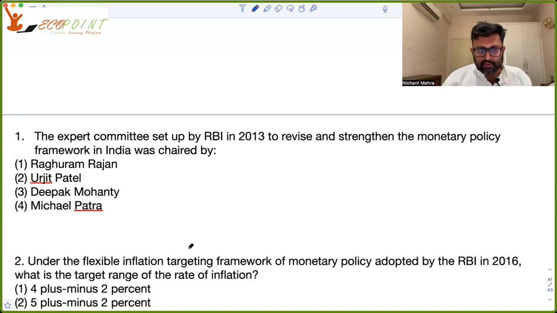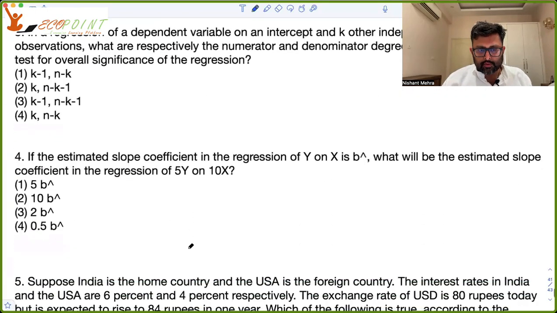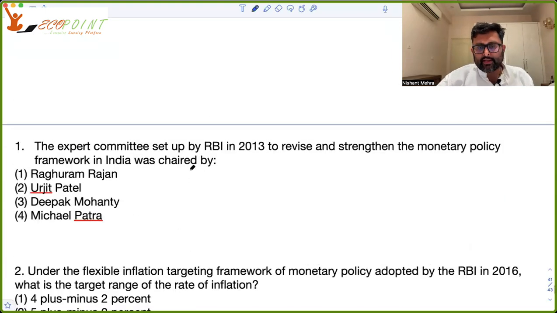Look at these questions first. First and second, third, fourth, fifth, sixth, seventh, eighth, and ninth. The expert committee set up by RBI in 2013 to revise and strengthen the monetary policy framework in India was chaired by Urjit Patel.